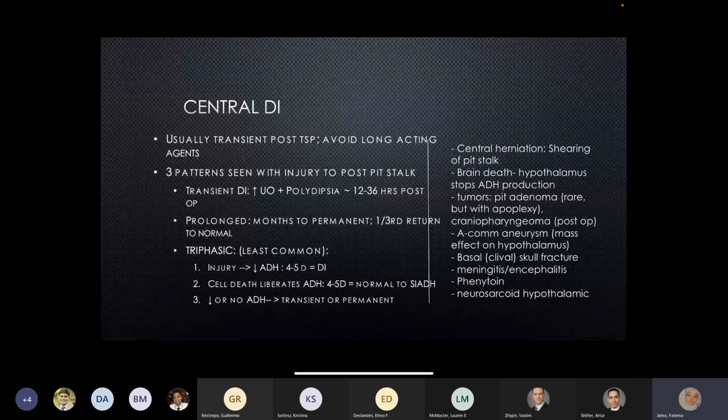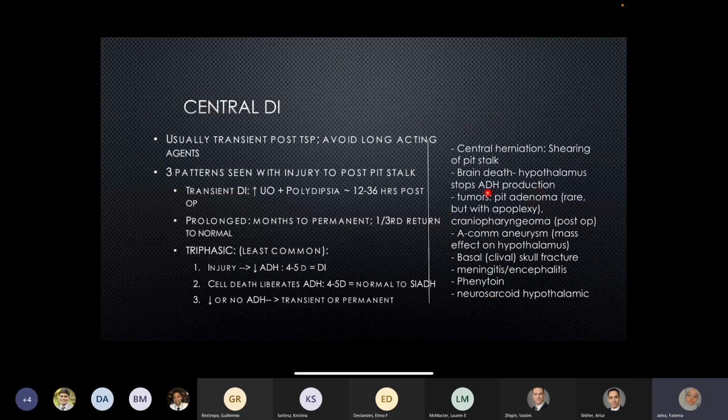So the triphasic one is basically you injure the pituitary stalk and the ADH goes down, and then your cells start dying and liberate the ADH, and then you normalize. And then if your cells die, all of them die, then you may be permanent in your third phase, or you can actually come back to normal ADH level. There are some other differentials I listed on the right-hand side here.